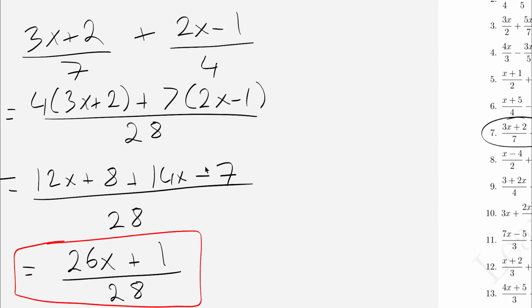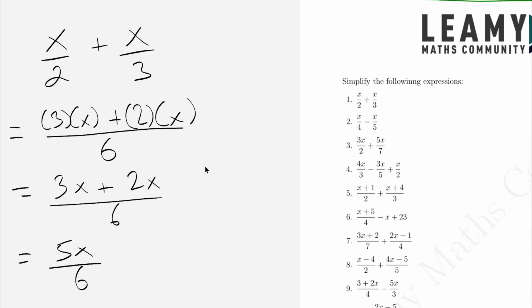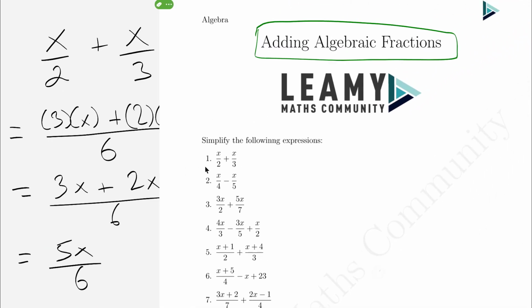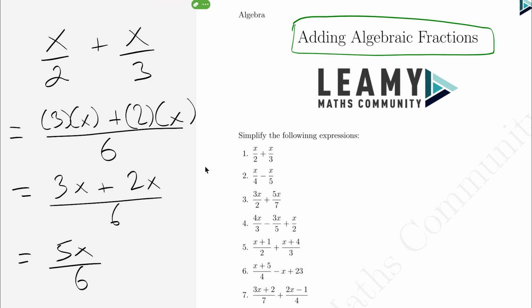So adding fractions, fairly straightforward. It's just like you learned in primary school. It's really all about the lowest common denominator. Once you have your lowest common denominator, the method is exactly the same as you already know. Instead, we just have x's maybe instead of numbers.